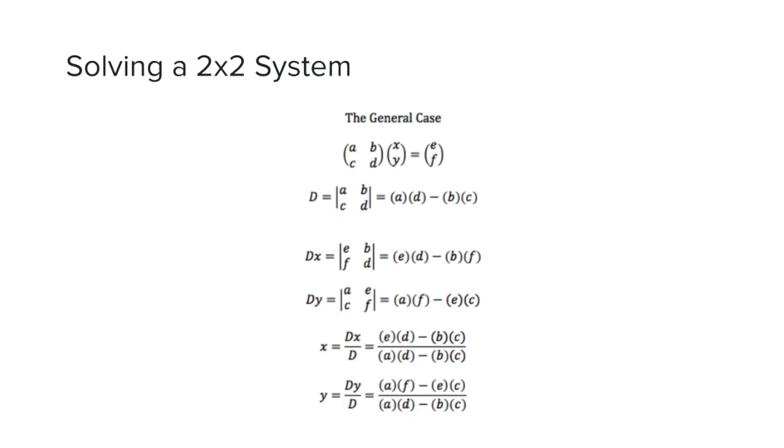And you're taking that determinant, which gets you ED minus BF. And then for dy, you're just replacing that y column, BD, with EF, and you're coming up with AF minus EC. So then using Cramer's rule, we're saying x equals dx over d, which is ED minus BF over AD minus BC, and then you're saying y equals dy over d, so AF minus EC divided by AD minus BC.